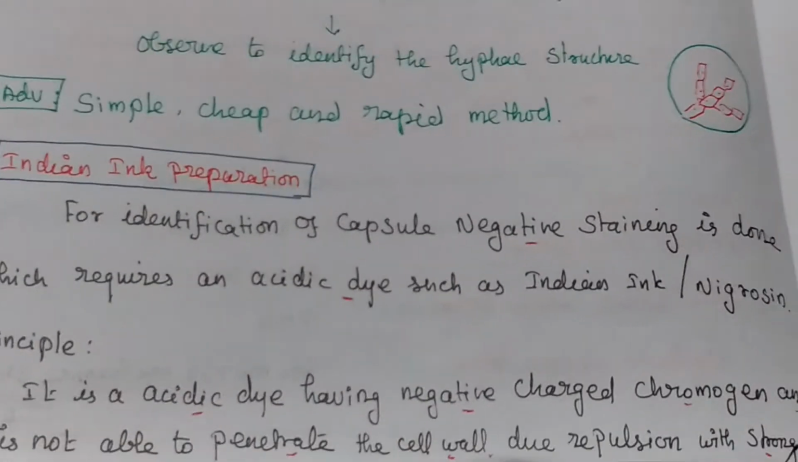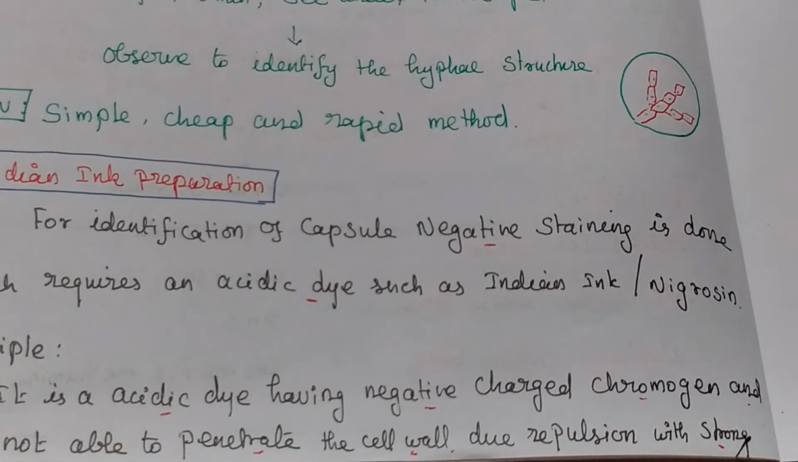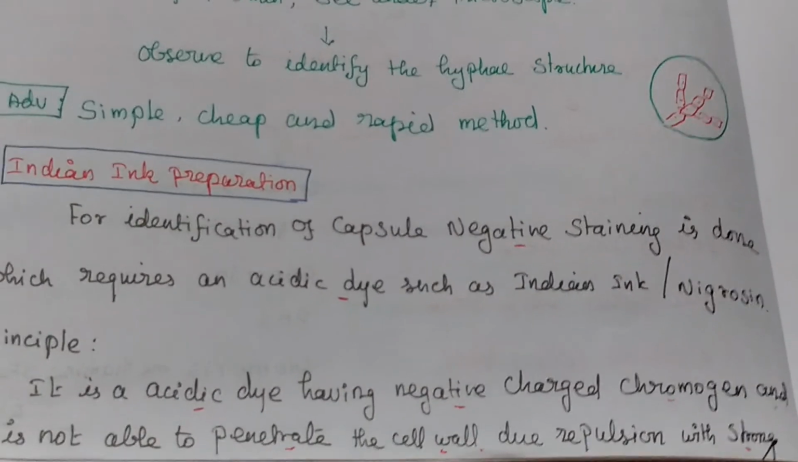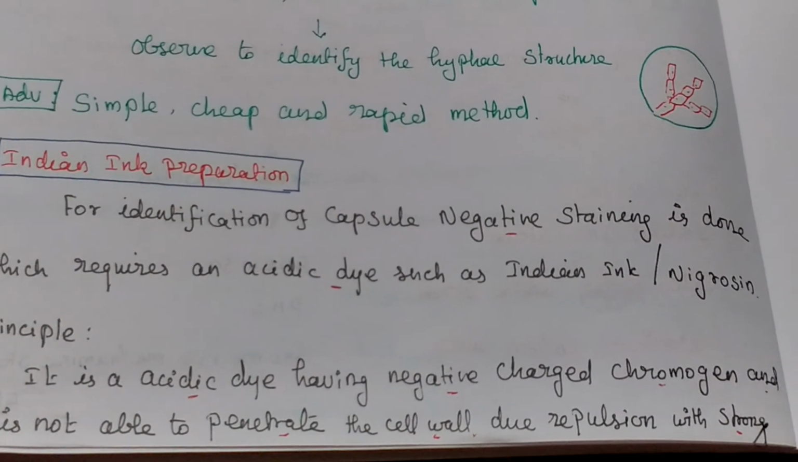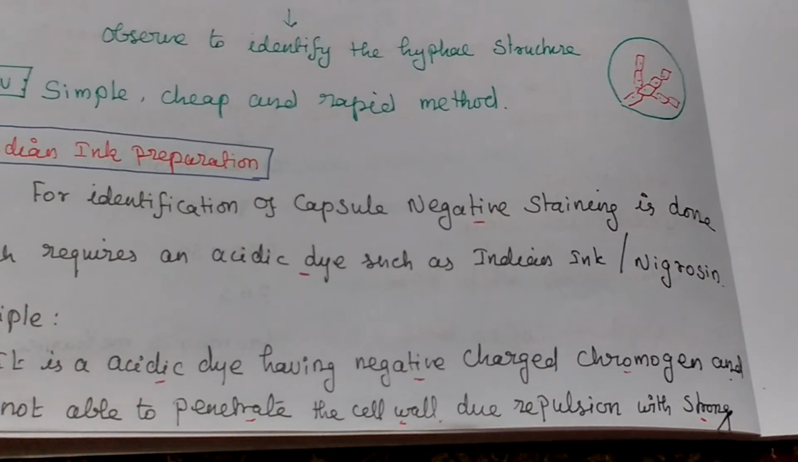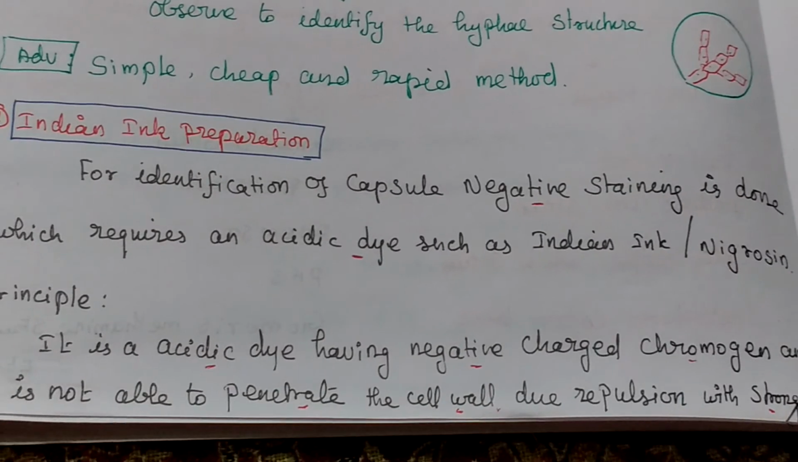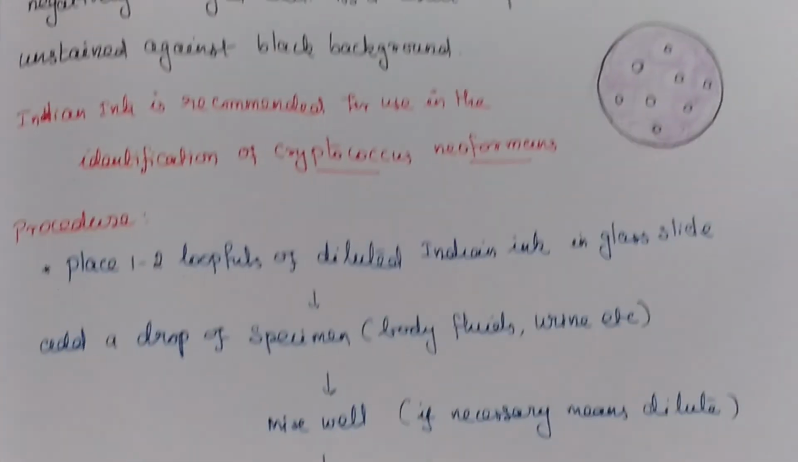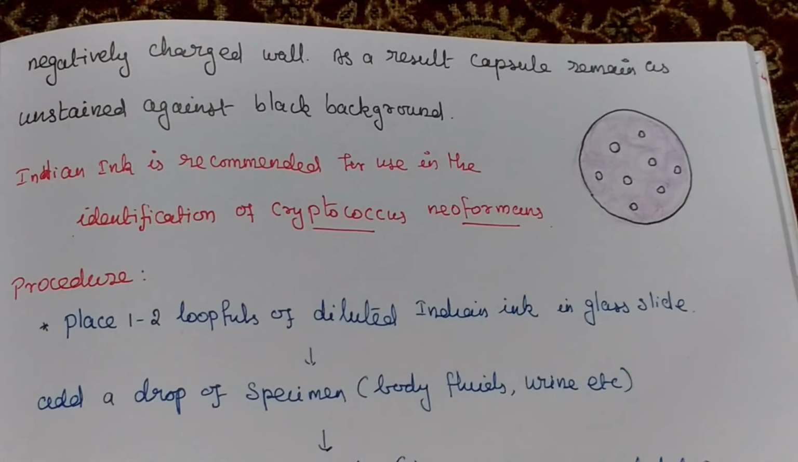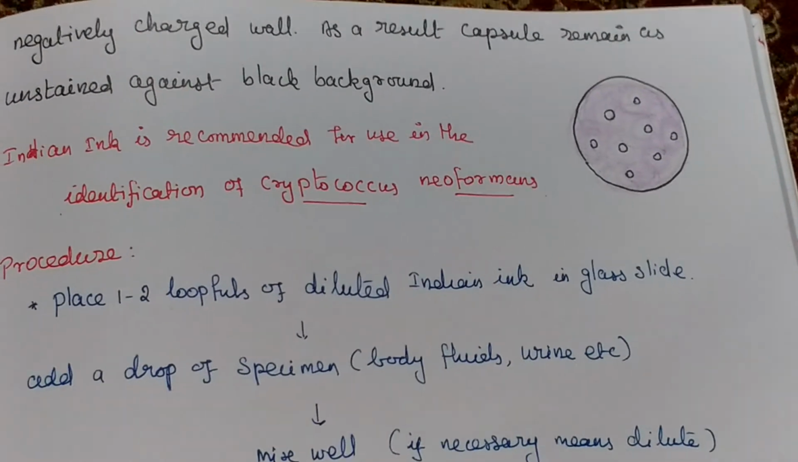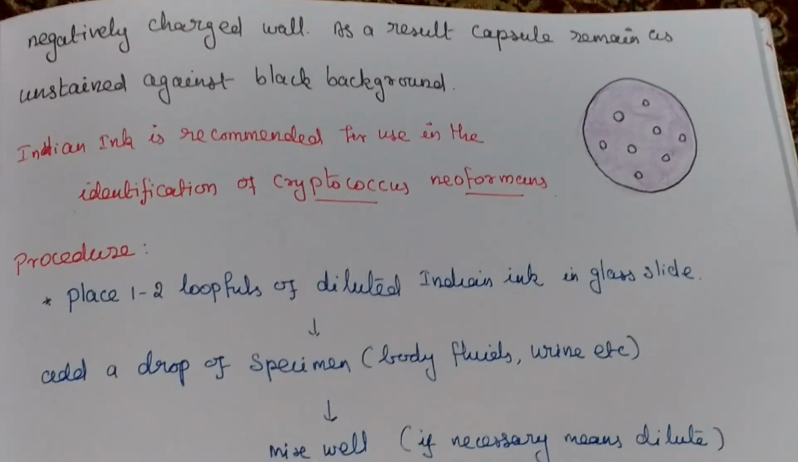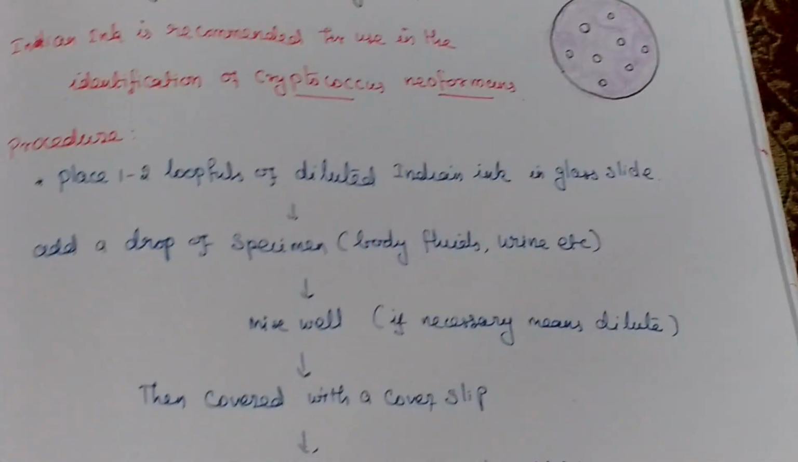Second method, Indian ink method. This one is negative staining because it is an acidic dye having a negatively charged chromogen, not able to penetrate the cell wall. So only the background is colored, capsules unstained. This method is mainly used for identification of Cryptococcus neoformans.